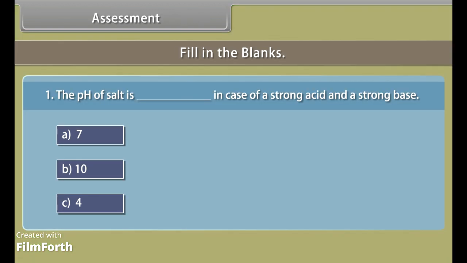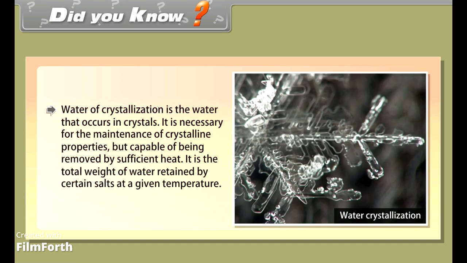Assessment. Fill in the blank with the correct option. Did you know? Water of crystallization is the water that occurs in crystals. It is necessary for the maintenance of crystalline properties but capable of being removed by sufficient heat. It is the total weight of water retained by certain salts at a given temperature.